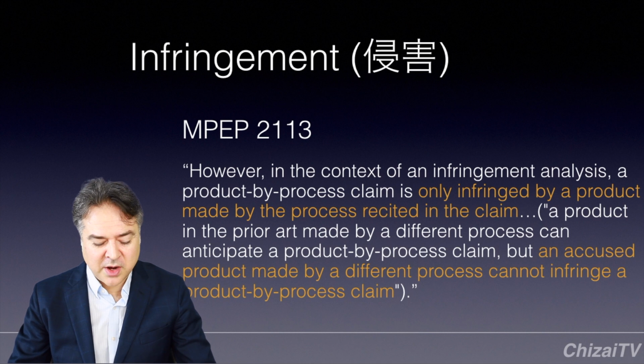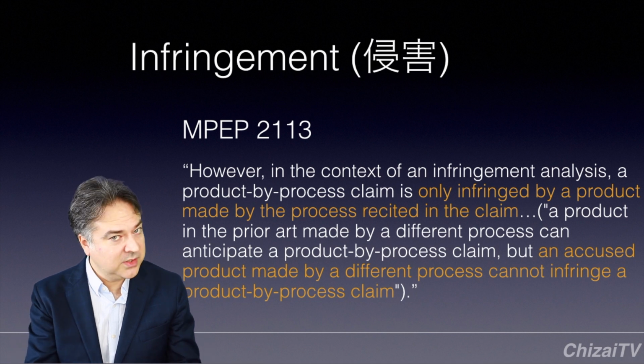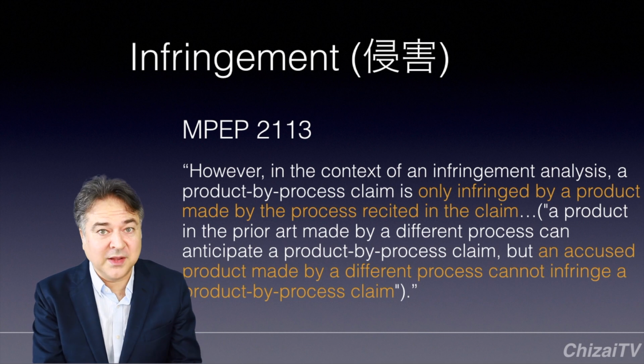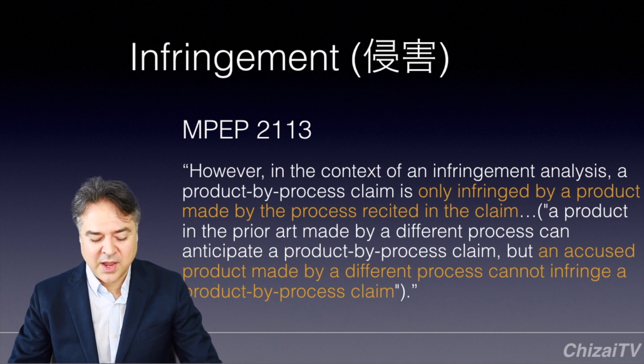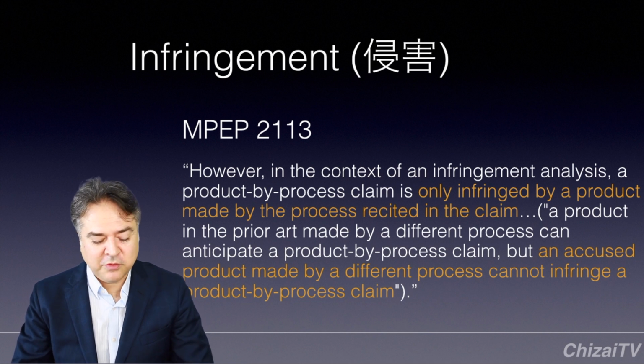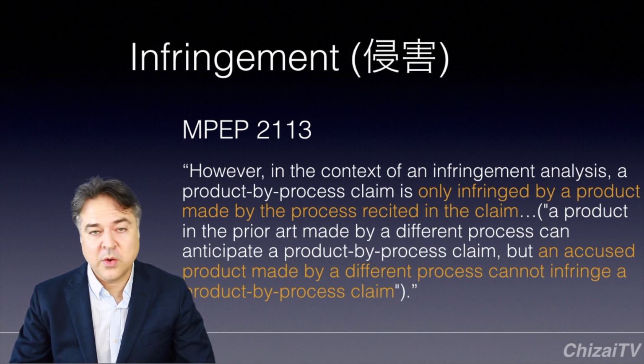A product in the prior art made by a different process can anticipate a product by process claim, so that's the prosecution problem. You can get a 102 rejection very easily with a different process in the prior art. However, an accused product made by a different process cannot infringe a product by process claim. That's some strong language. So if you have product by process language in your claims, be very careful how it is being used.